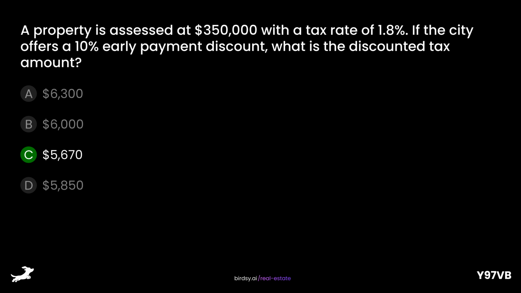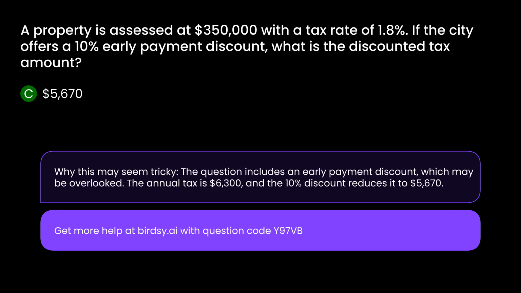$5,670. Why this may seem tricky: the question includes an early payment discount, which may be overlooked. The annual tax is $6,300, and the 10% discount reduces it to $5,670.